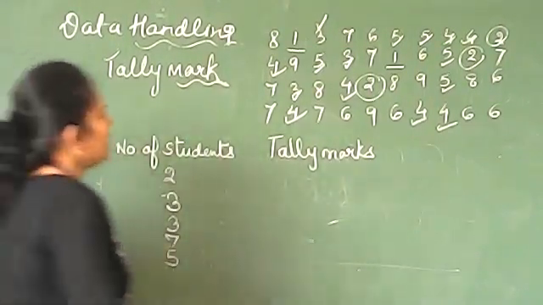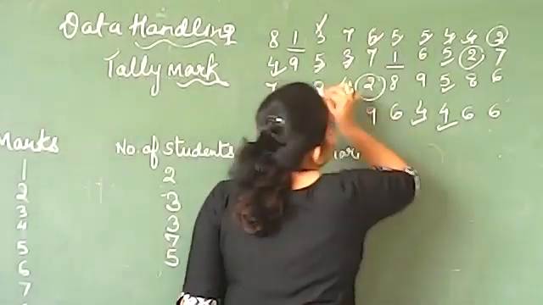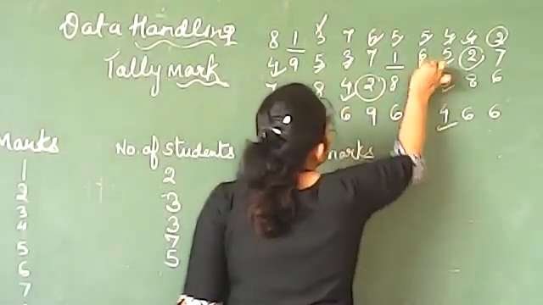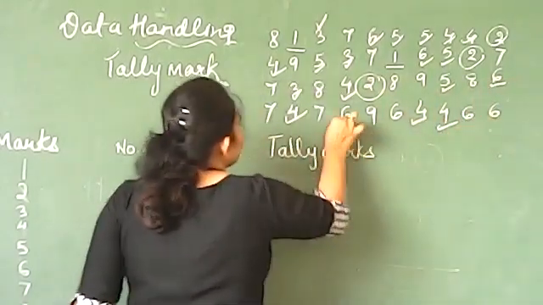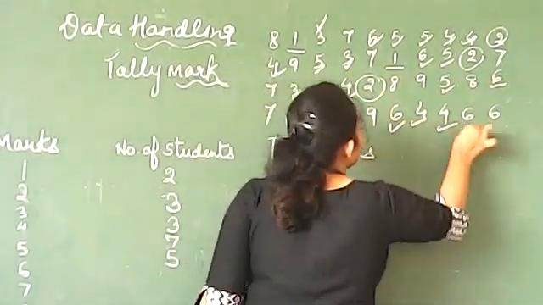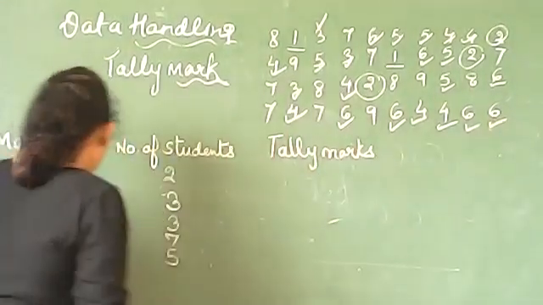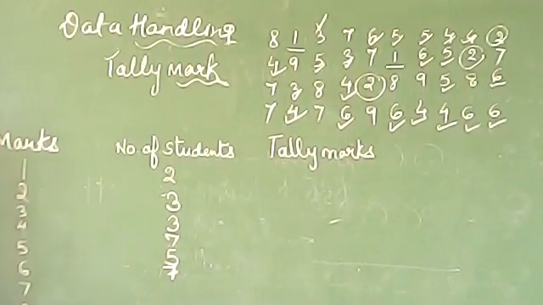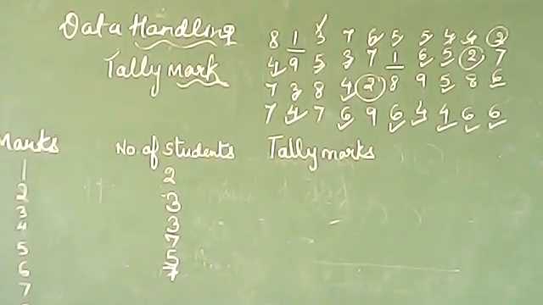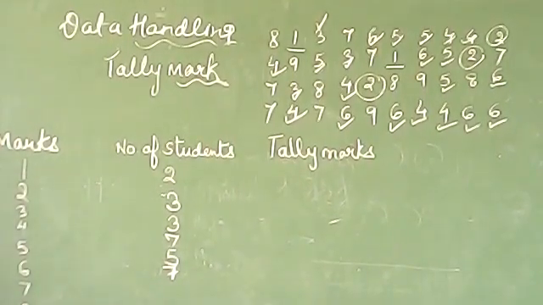6 कितने बच्चों को मिला है? We have 1, 2, 3, 4, 5, 6 and 7. It means 6 marks मिला है 7 बच्चों को. Now 6 marks are done.